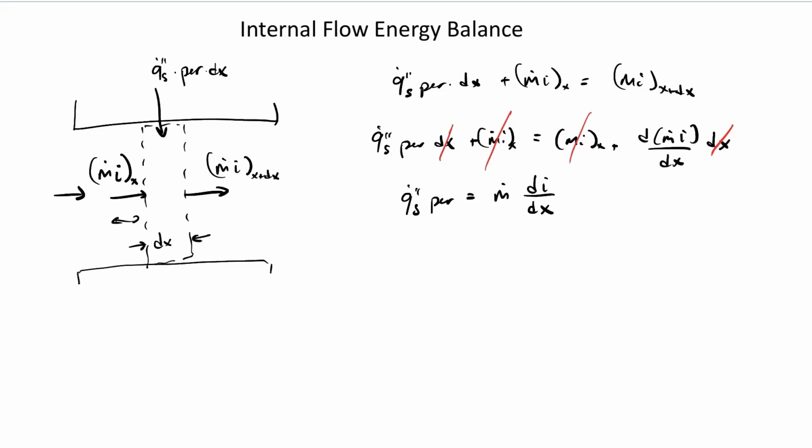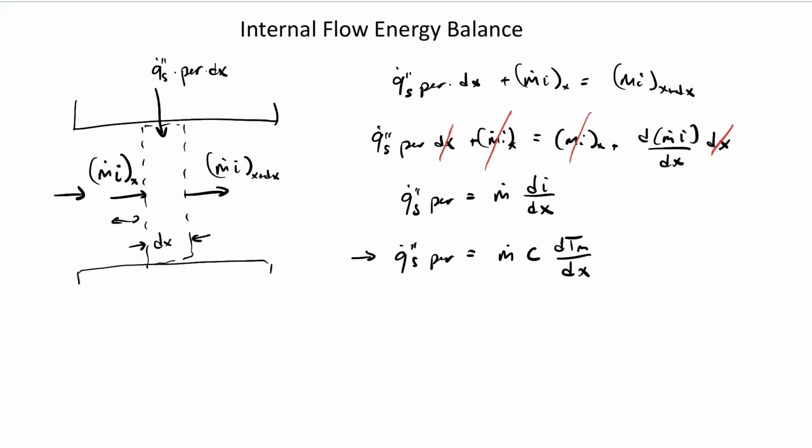We can also write this equivalently, if this is an incompressible fluid, using the specific heat in place of the enthalpy. Then we would write it as q dot double prime s times perimeter is equal to m dot times C dTm/dx, where C is the specific heat. Keep in mind we're doing this in terms of the mean or bulk temperature. So we're solving for the bulk temperature, not the temperature at any individual position. This is the velocity-averaged temperature over the area, and this is what we're solving for.